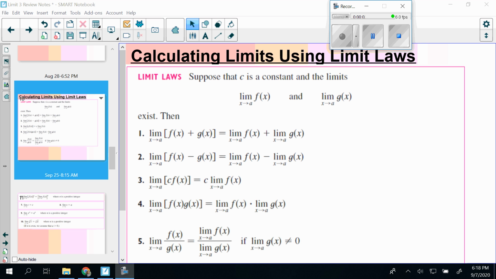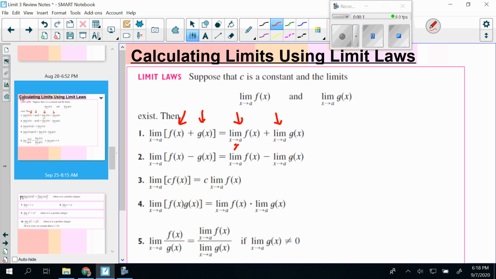All right, let's look at some limit laws. Whenever you have limits and you have two different functions being added inside that limit, it's fine to break that apart as separate limits, still approaching that same value that was defined here. So in this case, a. Similarly, you can do the same thing if you have subtraction, adding and subtracting, same thing in essence.